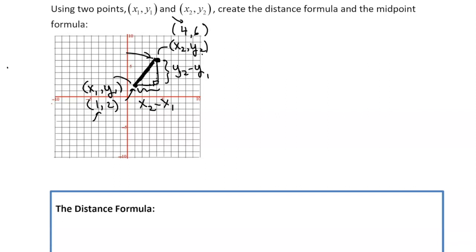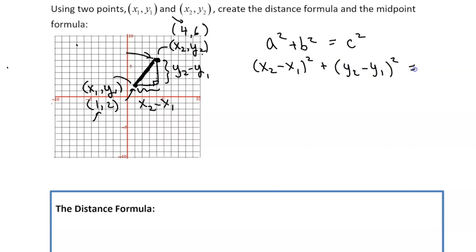So if we have something like that and we want to build and expand a formula, think about what would happen using Pythagoras. If we said something like a squared plus b squared equals c squared. Well, in terms of how far you would travel over, the horizontal distance would be x2 minus x1 squared, plus the vertical distance of y2 minus y1 squared, and that would all equal c squared.